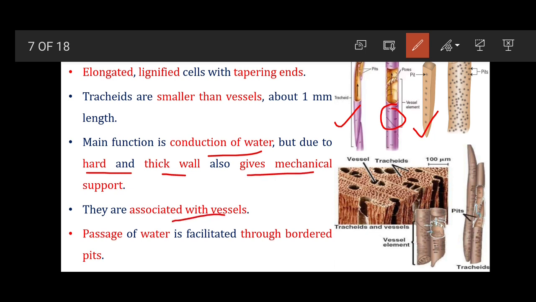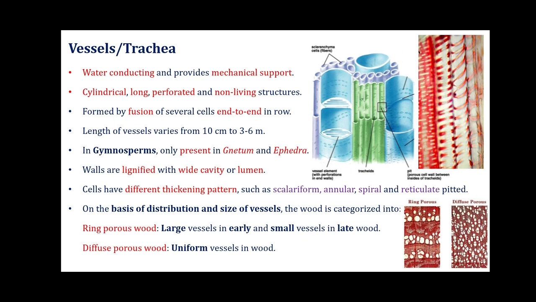They are associated with the vessel element, and the passage of water from the tracheids is facilitated through the border pits. Here you can see the vessel element, they have a big lumen as compared to the small tracheid elements. You can observe these images also.